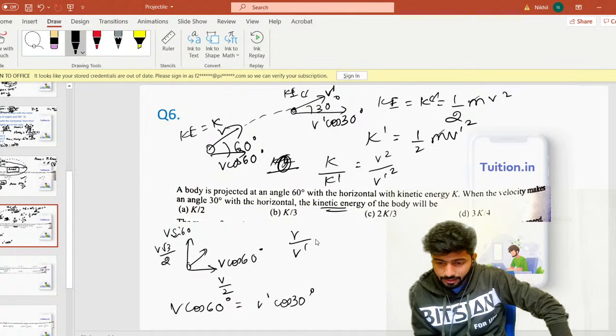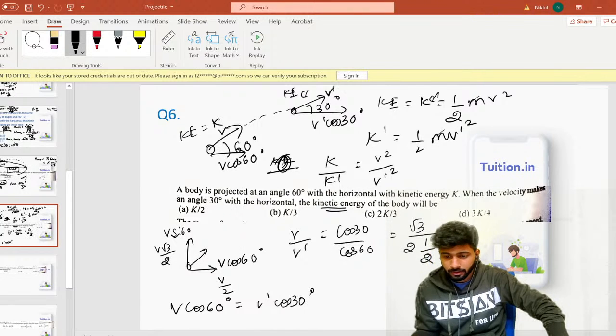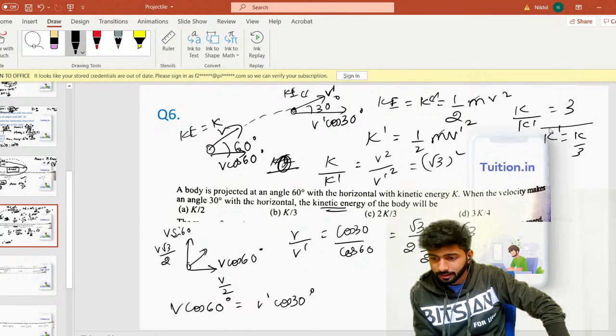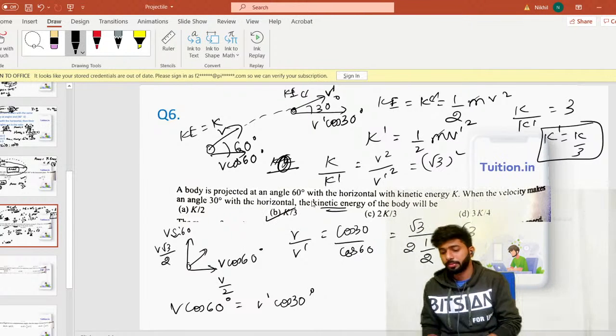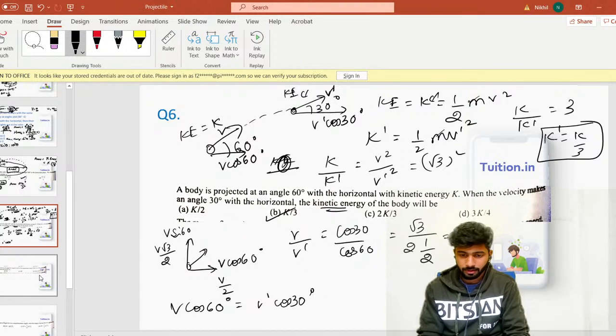So v by v dash from here, what will it be? Cos 30 by cos 60. Cos 30 is root 3 by 2 and cos 60 is 1 by 2, correct? So this is root 3. So K by K dash is root 3 square, which is 3. So K by K dash is 3. So K dash is K by 3, correct? Simple it was. You should just know the concepts of projectile motion to attempt problems, right? Let's go to question number 7 now.